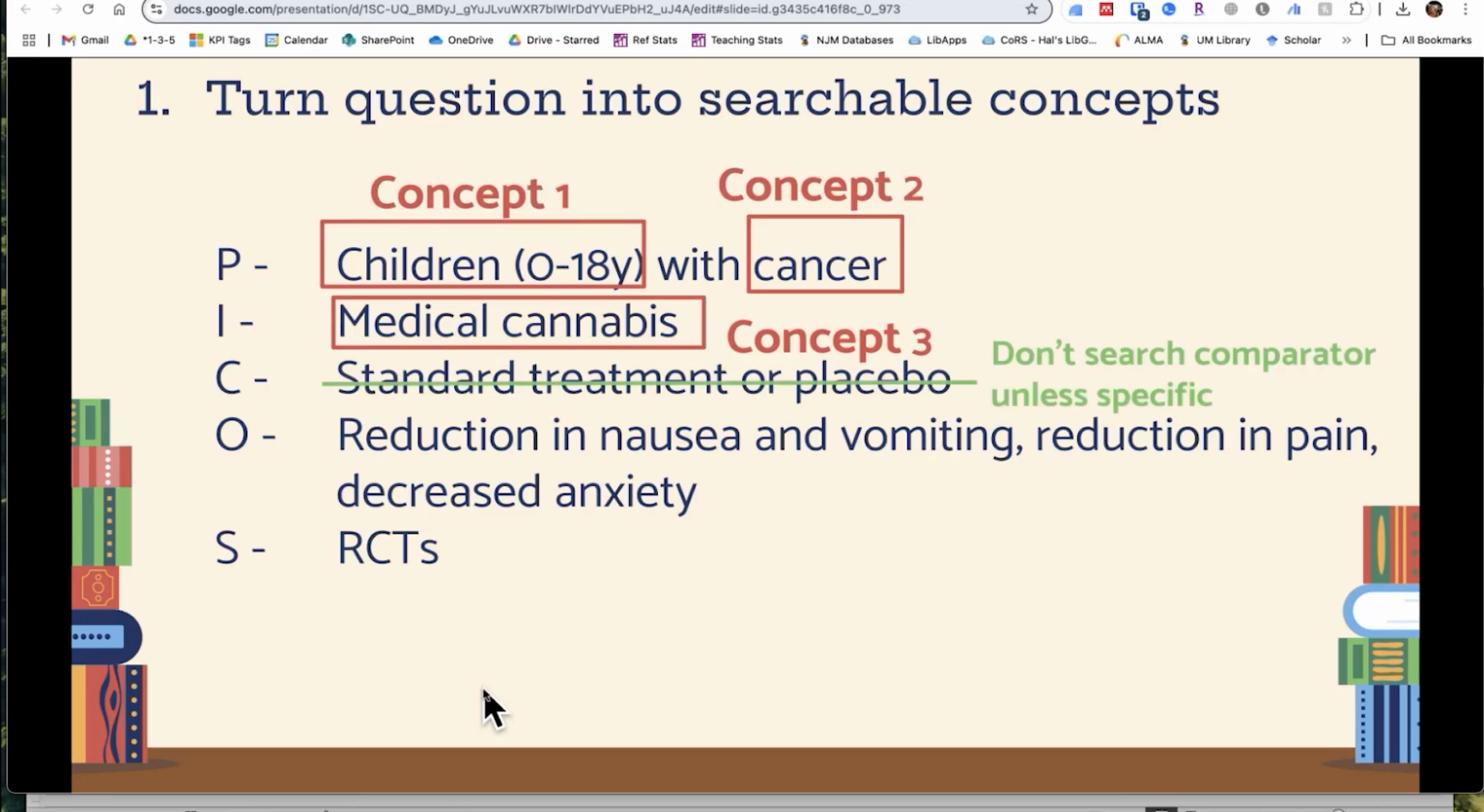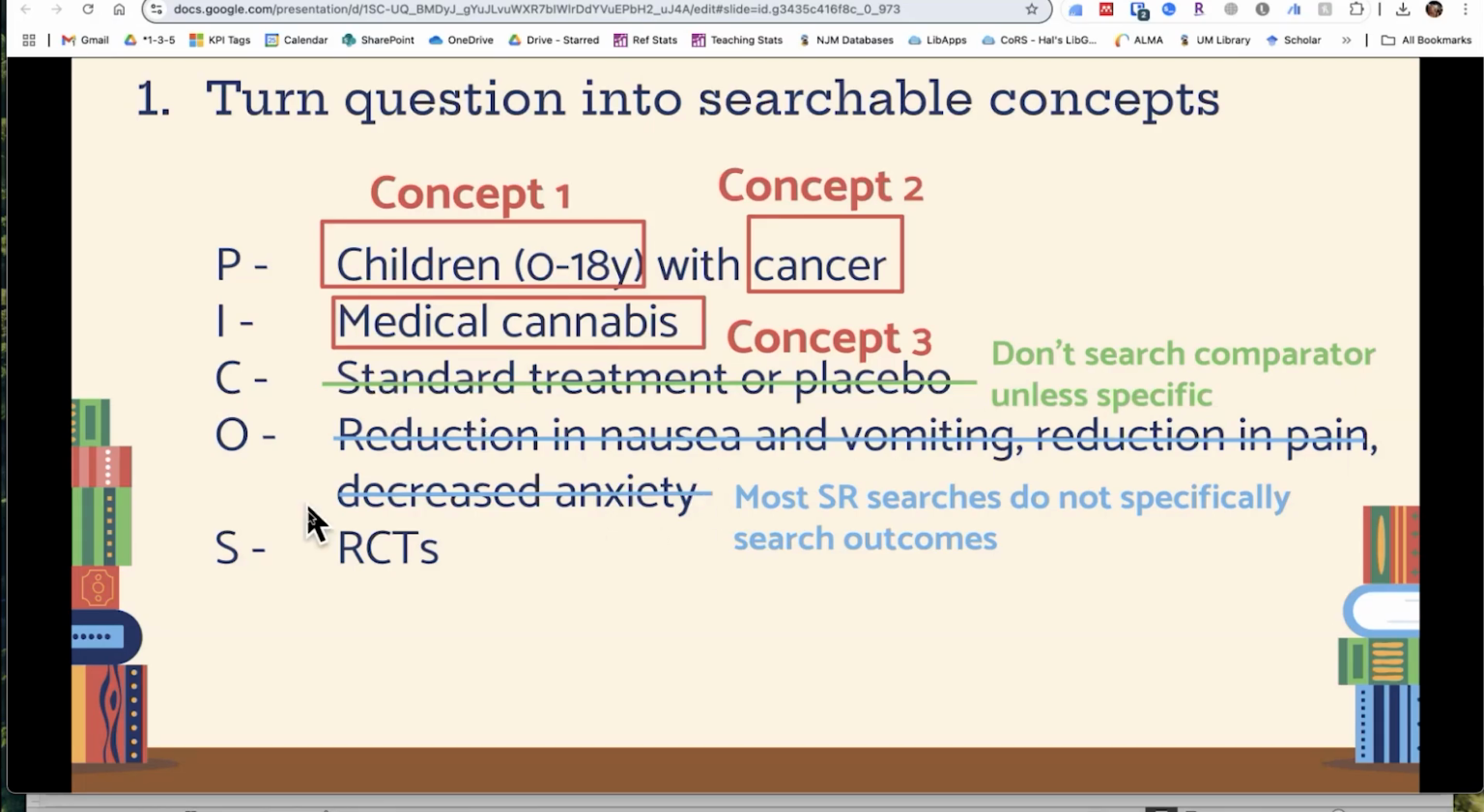You often do not search your comparator unless it is another treatment or another drug. If it's just standard treatment or placebo, you just leave it out completely. You also, and I see this a lot, often do not search your outcomes. So you don't want to put in nausea and vomiting. You don't want to put in pain. You don't want to put in anxiety.